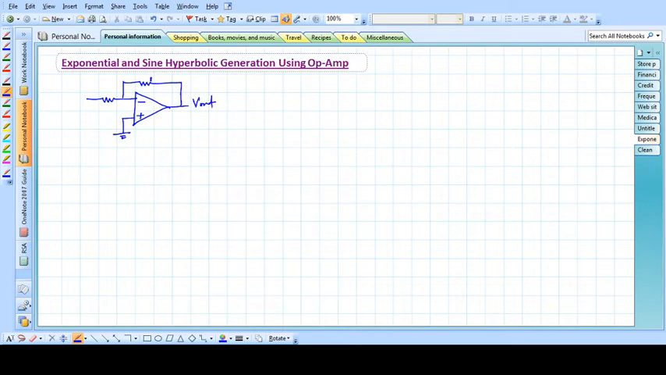V output, for example RF is the resistance, R1, and this one is your V in. So we know V output by V in equals minus RF by R1. We will try to use this concept for the generation of the exponential function and the sine hyperbolic function. So first we will go for the exponential function generation.